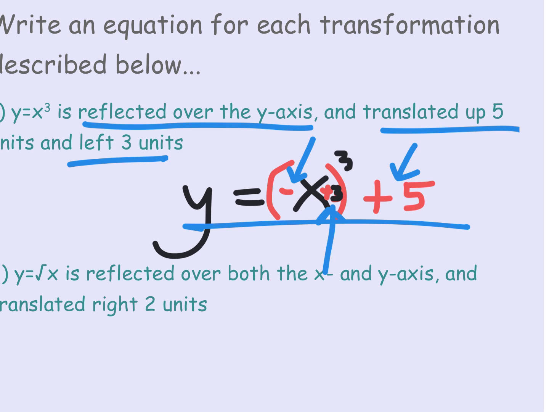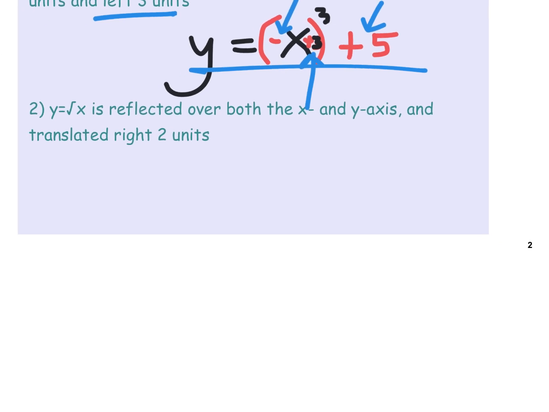All right, try this one without my help. Write me an equation like that.